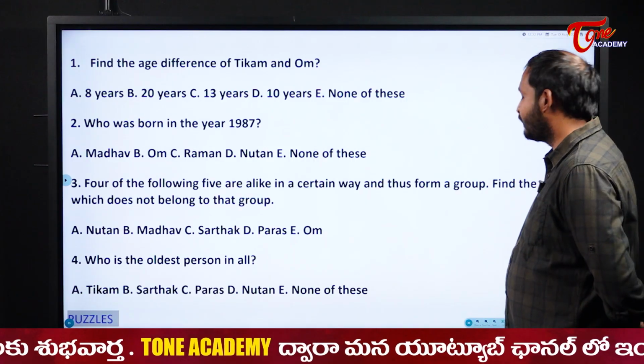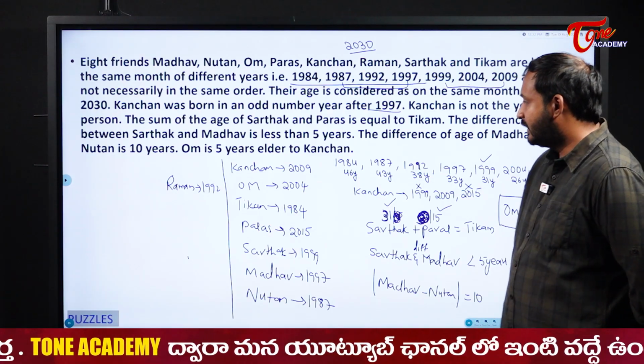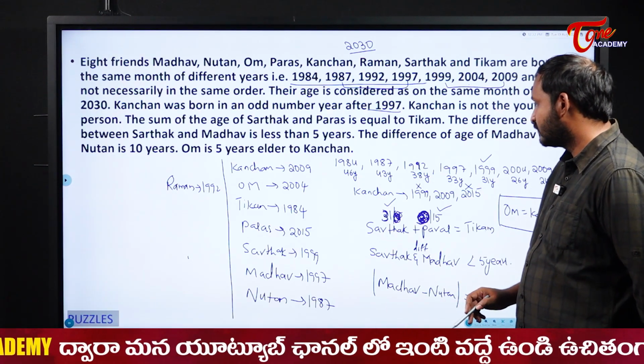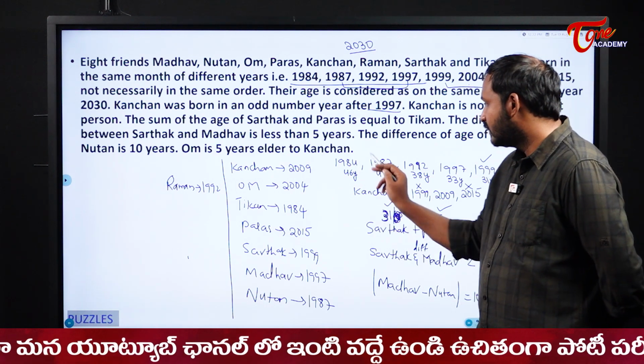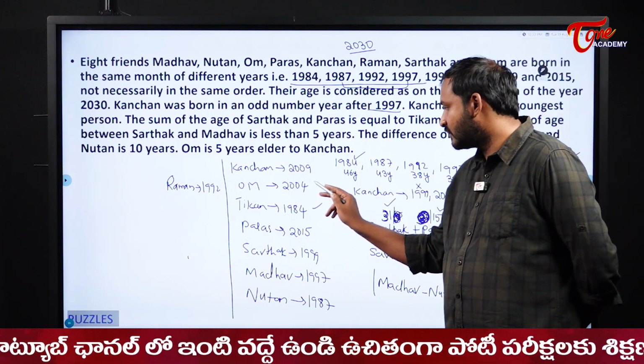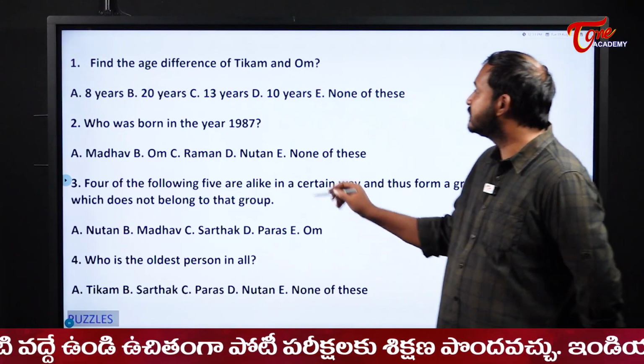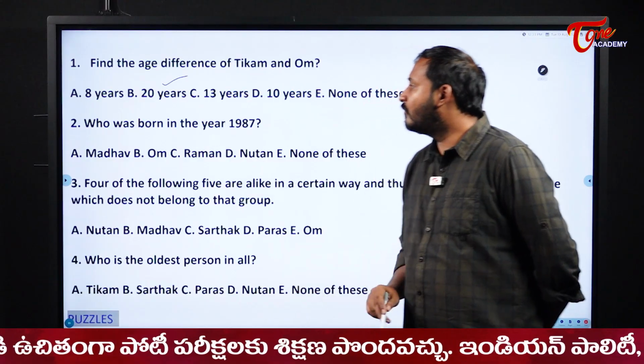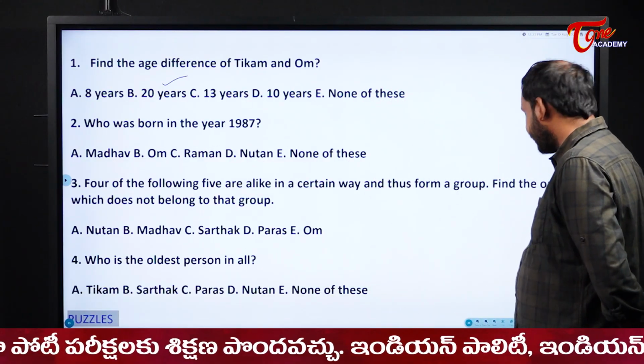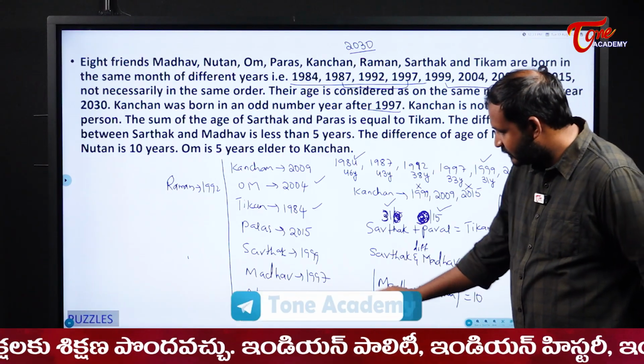Find the age difference of Tikam and Om. Tikam is born in 1984 and Om in 2004. So what is the age difference between them? 20 years. Who was born in the year 1987? 1987, who is this? Nutan.